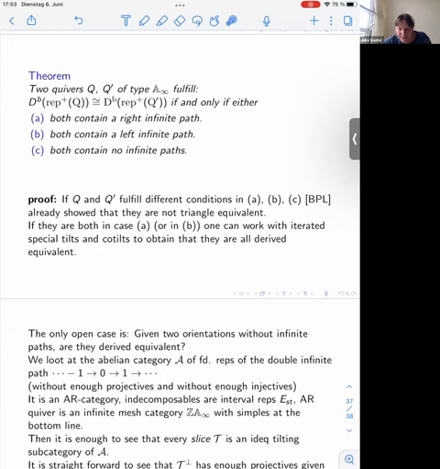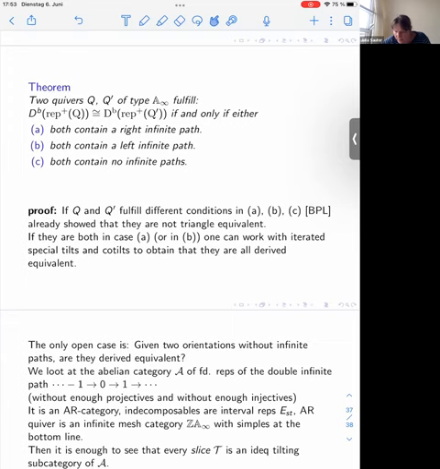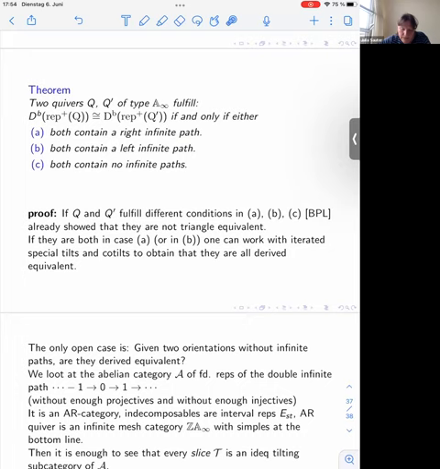So part of it is already in Bautista, Paquet, and Leo. If Q and Q prime fulfill different conditions in A, one A, one B, and so on, so not both in the same class, then they're not triangle equivalent. This is because Bautista, Paquet, and Leo showed that these bounded derived categories then are also left Auslander-Reiten categories and right Auslander-Reiten categories, and so if they're in different classes, then they cannot be triangle equivalent, because then the property would carry over.